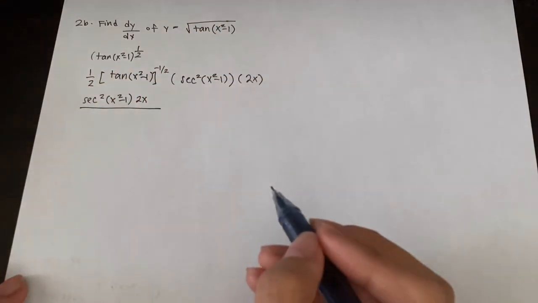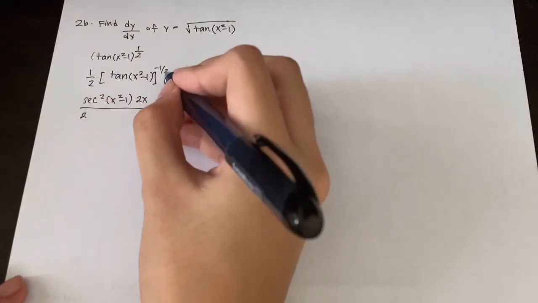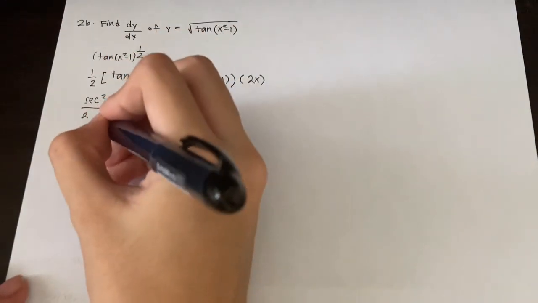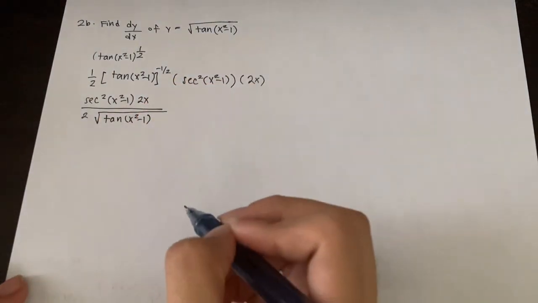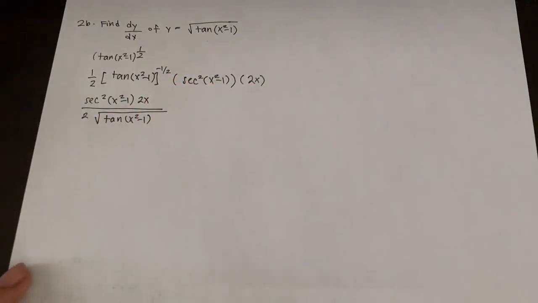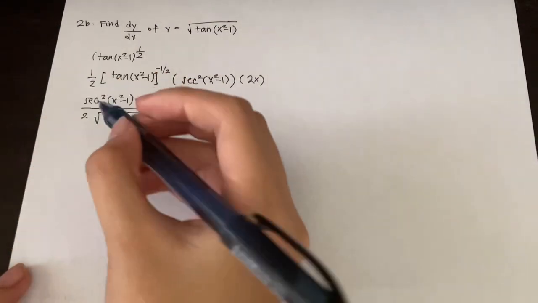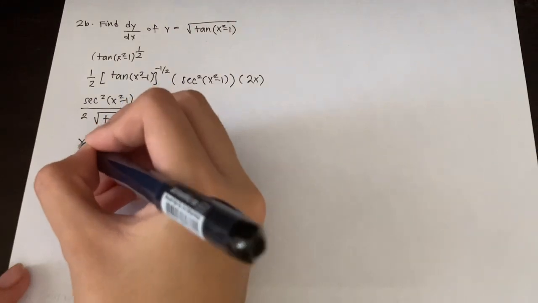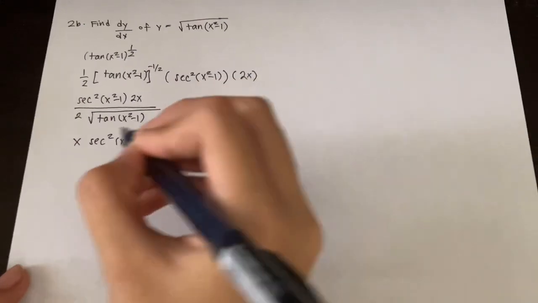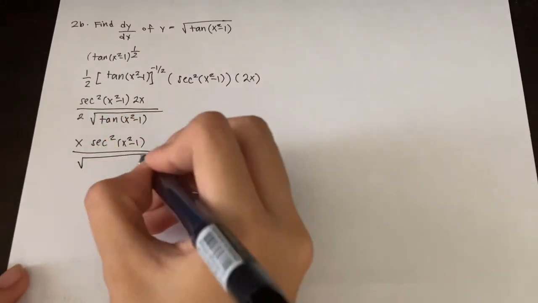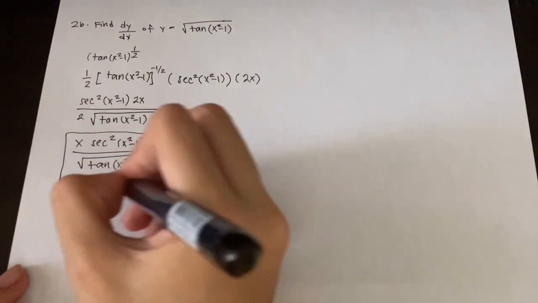And then we will move this down, so we got 2 times, since this is raised to 1/2, we can just make it square root again, so that's the square root of tangent of x squared minus 1, which would then be simplified. We can cancel the 2 here, these two, which would then equal x times secant squared of x squared minus 1 over the square root of tangent of x squared minus 1. This would be the final answer.